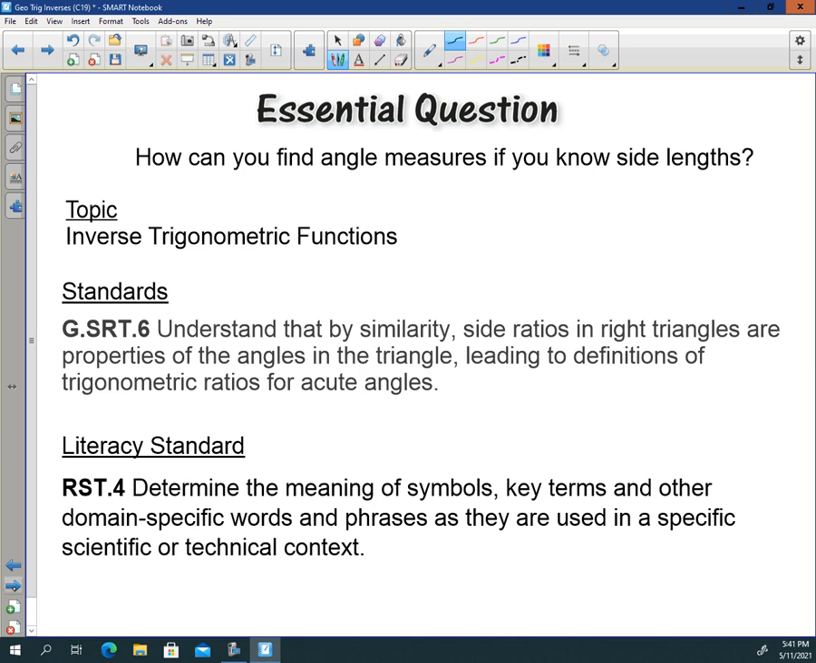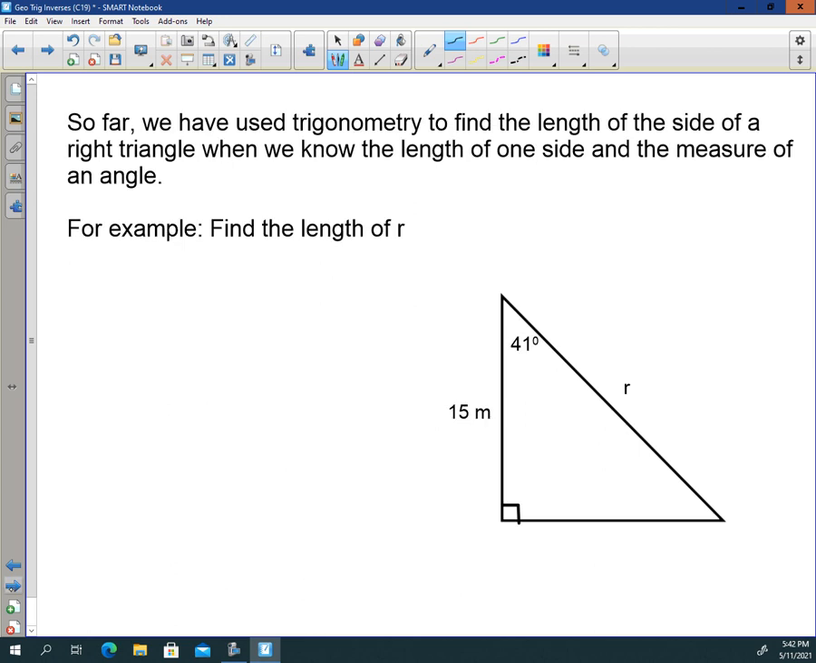Okay. So the essential question: how can you find angle measures when you know side length? The topic is inverse trigonometric functions. This is cool. There is such a strong relationship between the angles of right triangles and the sides of right triangles that we can even do trig backwards, essentially, and use what's called trig inverse functions to figure out angle measures if you know side length. That's what we are up to today.